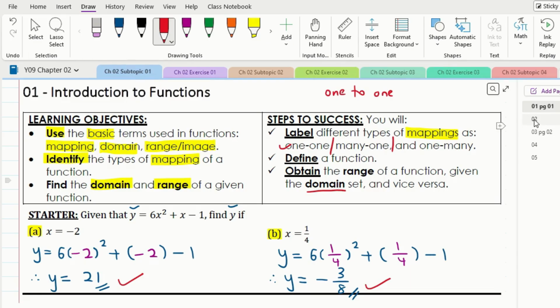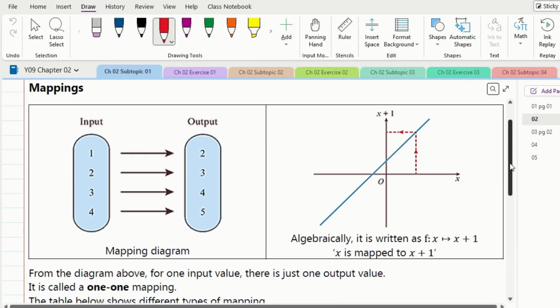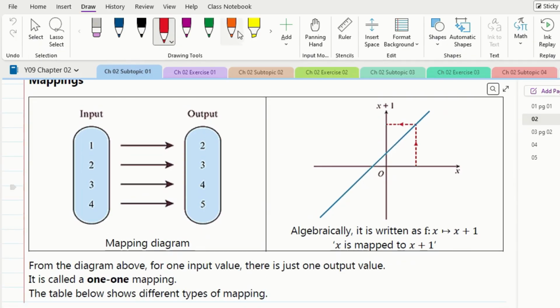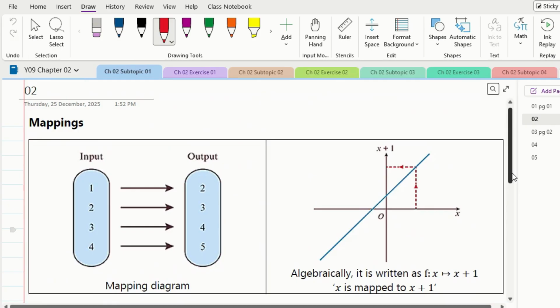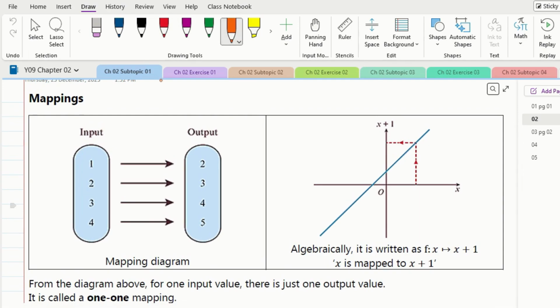Alright, now in your notes, this will be page 1. If you go below, these are the types of mapping. If you already watched the video that I suggested, you will encounter the words input and output. The set of inputs over here has different numbers. If you have a function that will process the input, you will obtain an output for each number in the input. So this is an example of a mapping diagram.